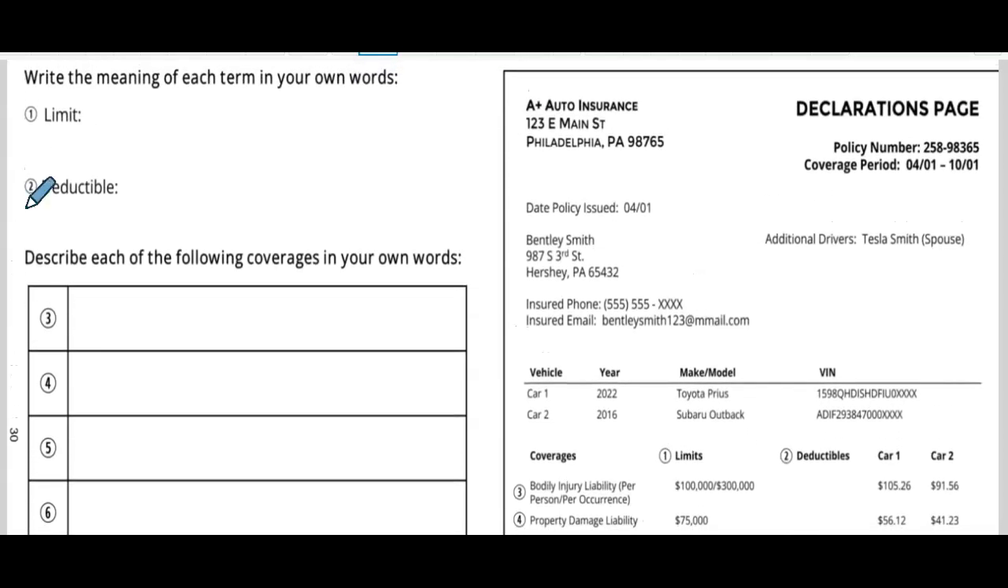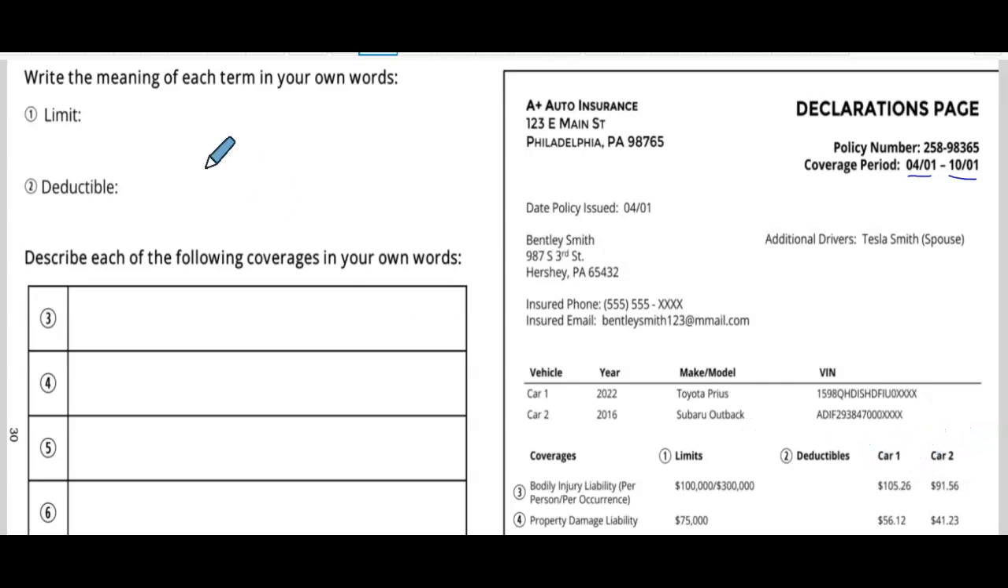So if you look at this declarations page, it's got the company name, it's got the policy number, when this is enforced, and typically it is a 6-month period. That's pretty standard. It tells you who the drivers are, the primary driver and the additional drivers, gives you some information about them, and then it tells you what kind of cars they have. So they're driving a 2022 Toyota Prius, they're driving a 2016 Subaru Outback, and gives you all the information about each car. Car 1, car 2, tells you how much it costs for each one.